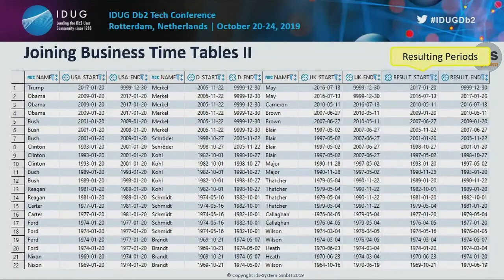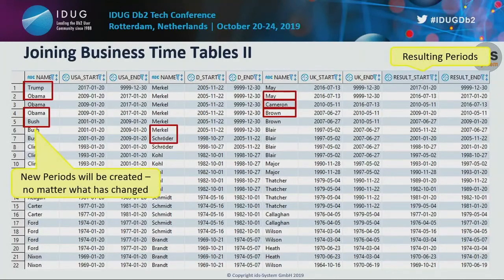Well, the last period is to end of time, starting from the 20th of January 2017. What happened at that point? Let's look at that row. Well, this was the time Trump was elected and got into action as a president of the USA. So, it does not matter what has changed. Every change will result in a new period, will result in a new row.